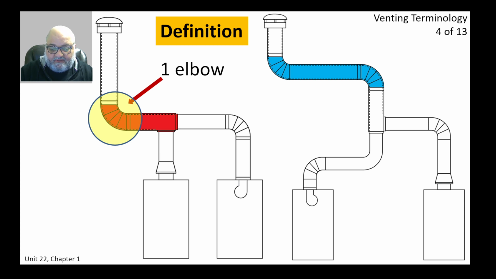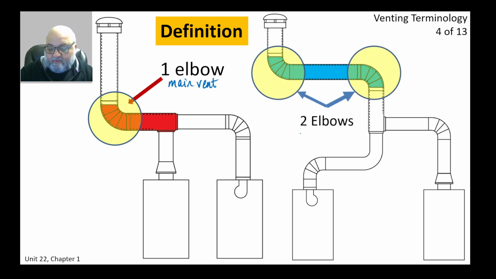The easiest distinction is that a manifold has one elbow of the main vent or the common vent, and on the other side you have two elbows in the main vent or the common vent when it is an offset. These are the most important points. If on the main vent you have one elbow, such as this one, we call that a manifold. This is your indication that this is a manifold.